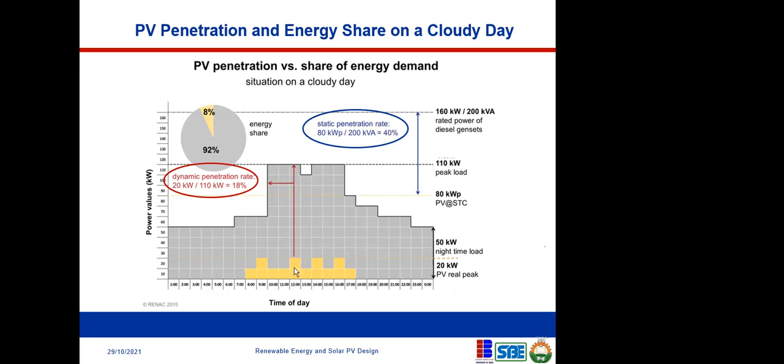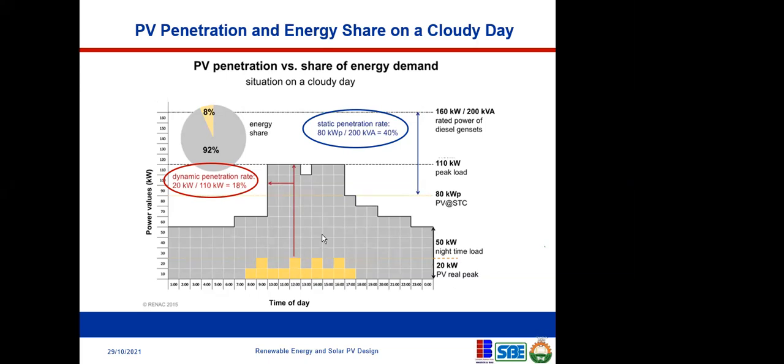So the dynamic penetration at this time will be 20 kilowatts because that is the highest. At 12 noon, the solar system is only producing 20 kilowatts. You then divide it by 110 kilowatts, which is the maximum peak that the facility requires. When you do that, you have a dynamic penetration rate of 18%.